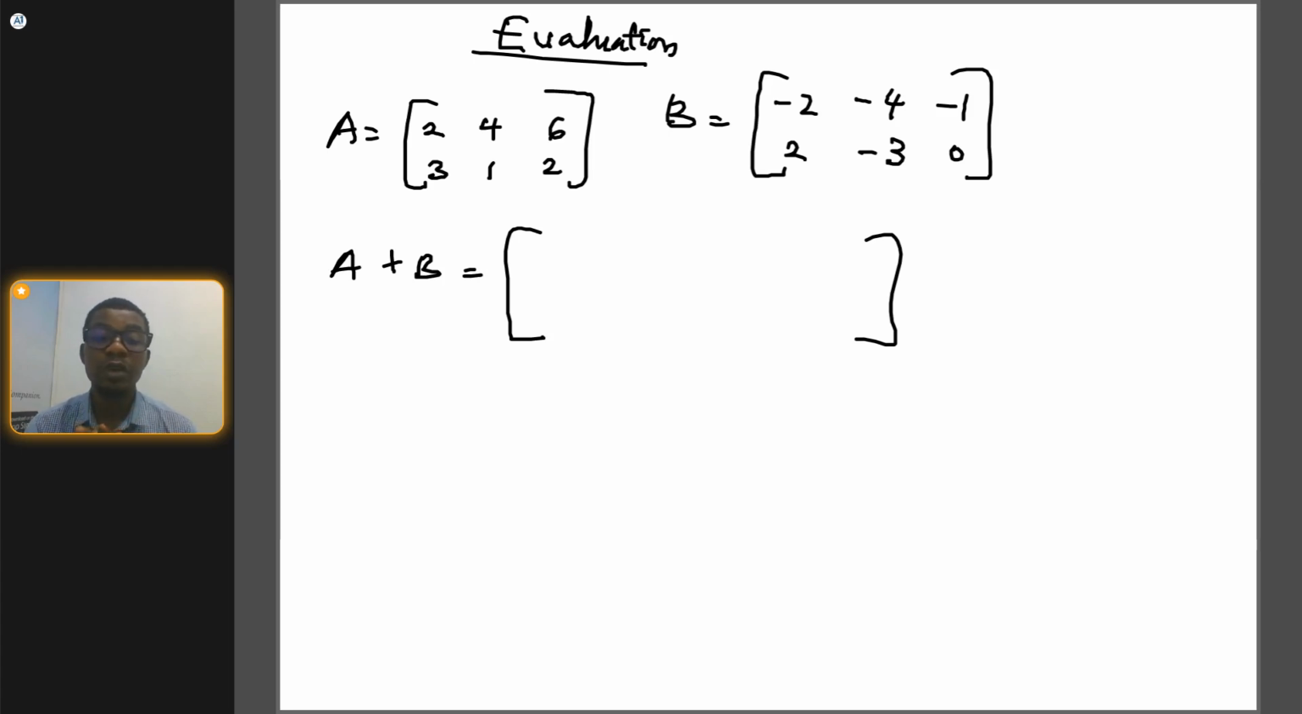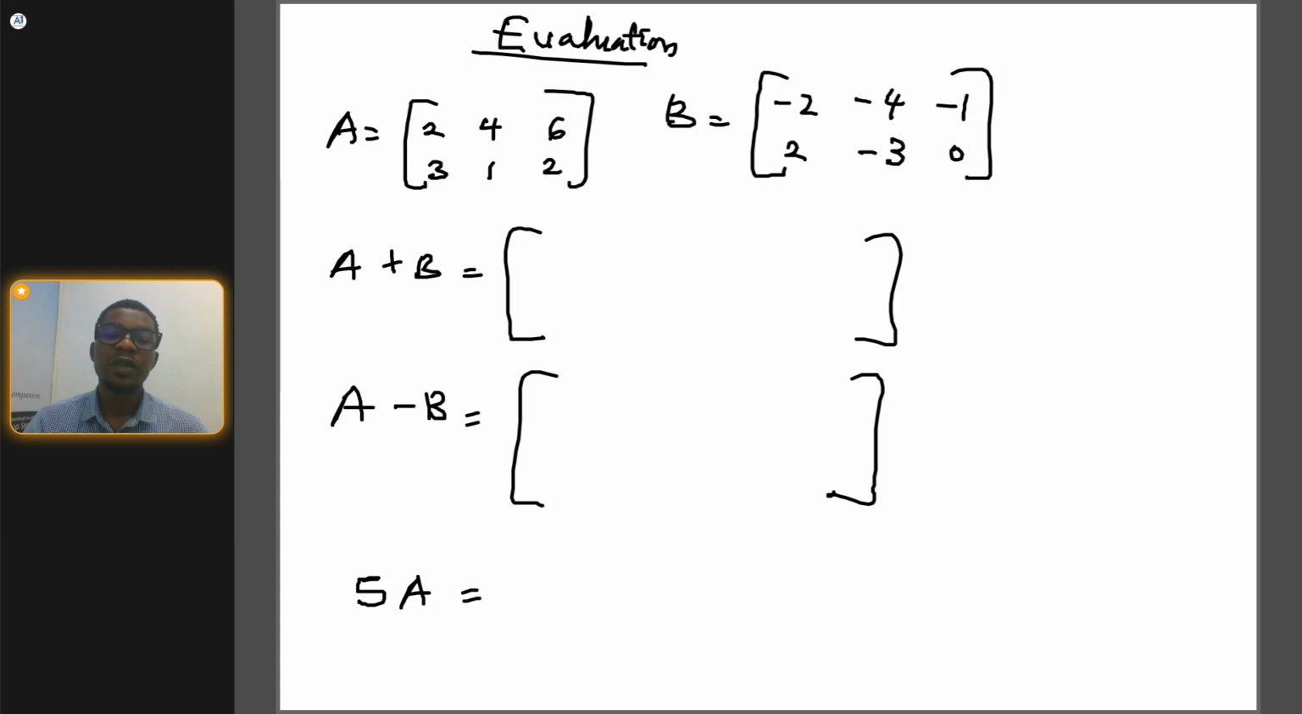So this is a question for you to solve. Find A plus B, find A minus B, and also find 5A. We talked about scalar multiplication of a matrix, and this question represents the scalar multiplication of a matrix. So add up A and B, subtract A and B, and take the scalar multiplication of 5A, and put your responses here.